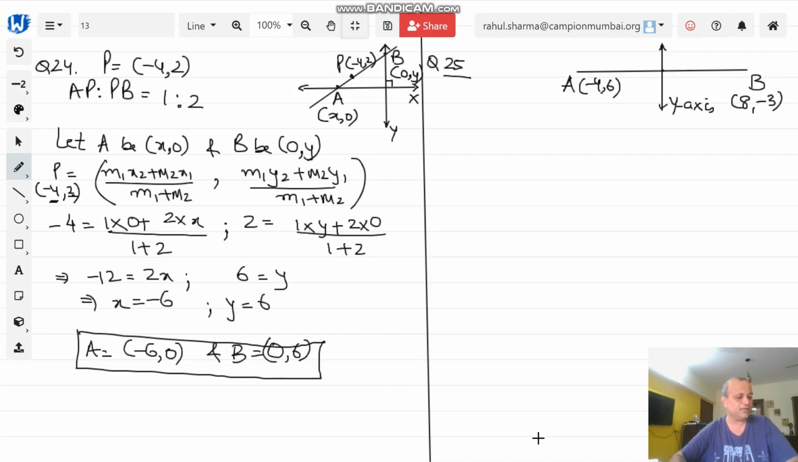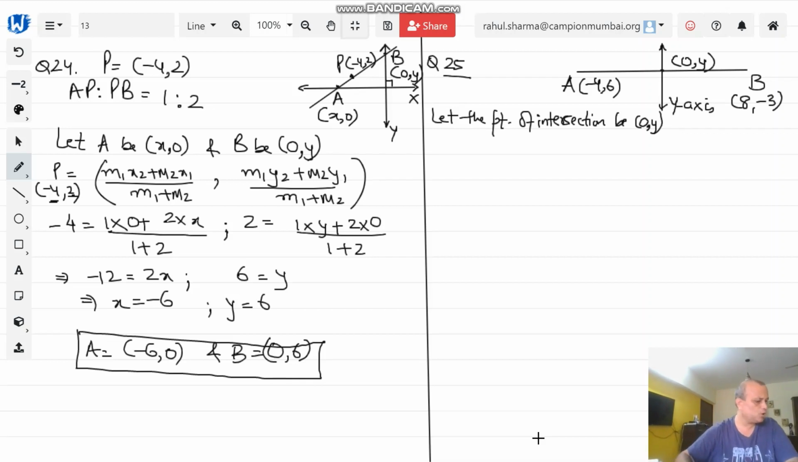Given a line segment AB joining the points A and B, find the ratio in which AB is divided by the y-axis. So it intersects the y-axis at a point. What would be the coordinates of the point where it intersects? Since it's on the y-axis, the coordinate would be 0, y. So let the point of intersection be 0, y. What do I have to calculate? The ratio.